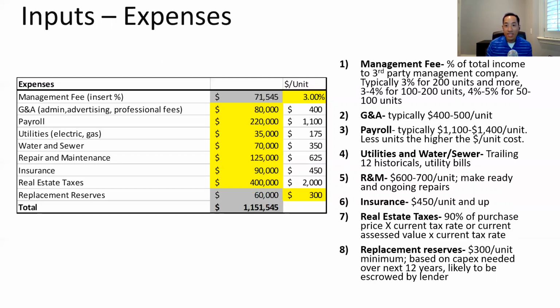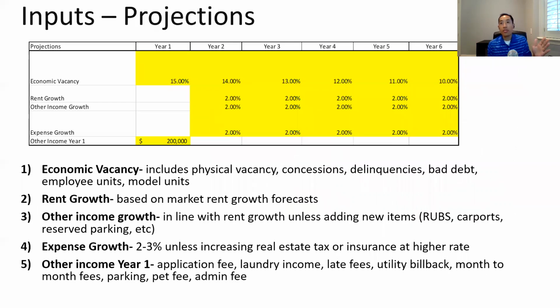And replacement reserves, this is going to be, the lender is going to do an engineering report and basically look at the next 12 years and see what is the minimum that you need to do to keep this property in good shape, and then divide that by 12, divided by number of units. So usually it's around 300 a door per year in reserve. So you add all that up, and that is your total expenses. So we talked about sort of pro forma year one income from the rent roll, year one expenses. Now we're going to get into projections.